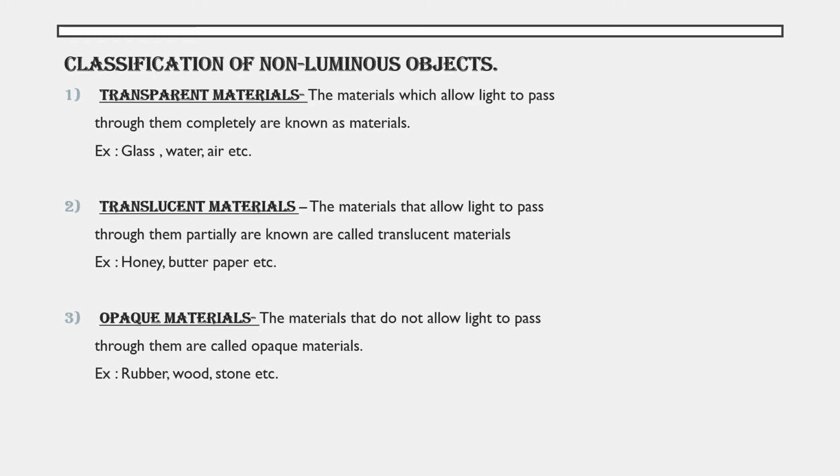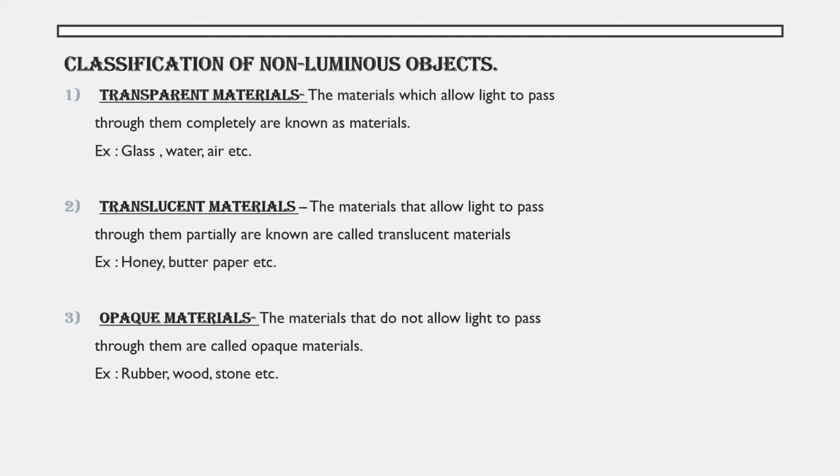When you see through honey, it will be translucent. The object on the other side will not look clear; partially you can recognize the object. Another example is butter paper. Butter paper is the same thing. The light passes through it partially, and there are many other such things.